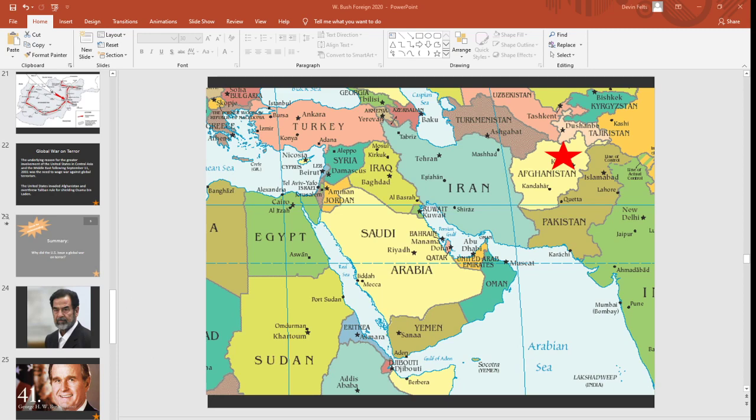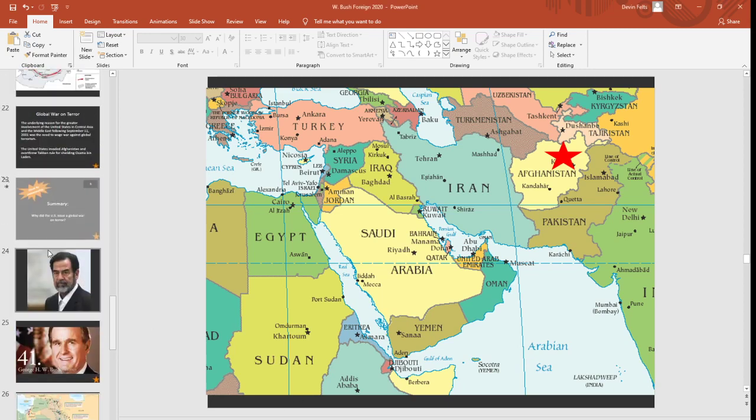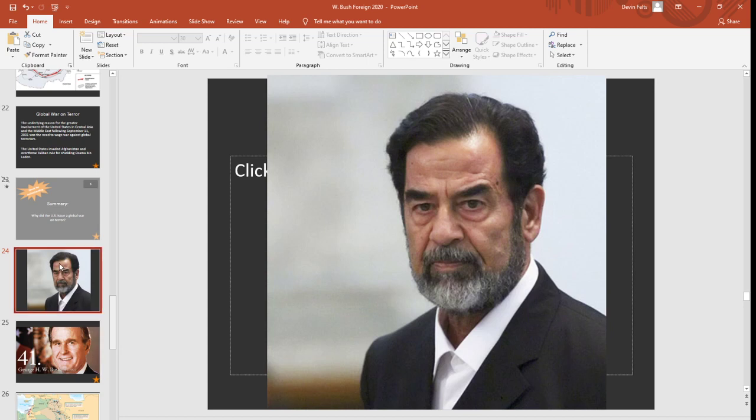Okay, and then below that, there is a summary question. It says, why did the United States issue a global war on terror? Why did we issue a global war on terror? What one event, we've been talking about this throughout the lecture, what one event in the United States caused the global war on terror? There's a specific date. American soil is attacked.